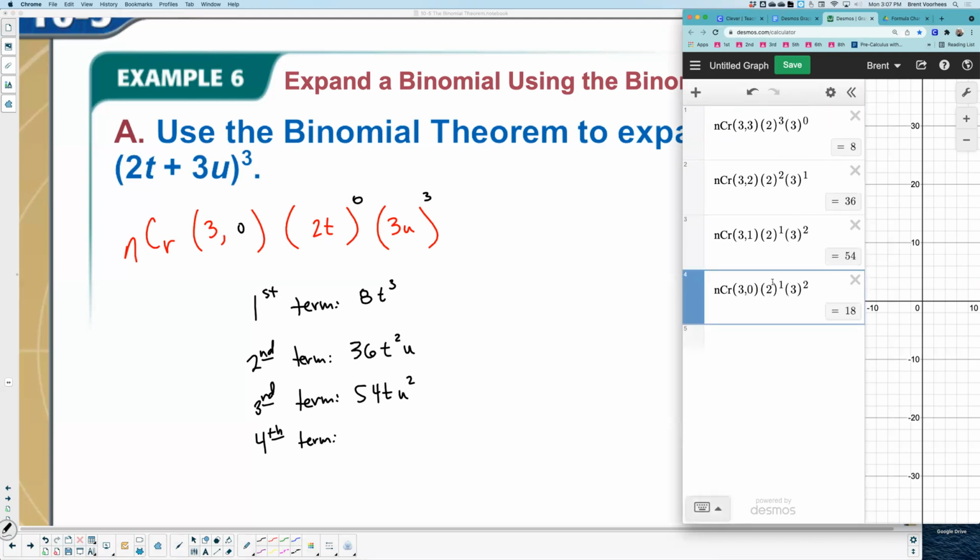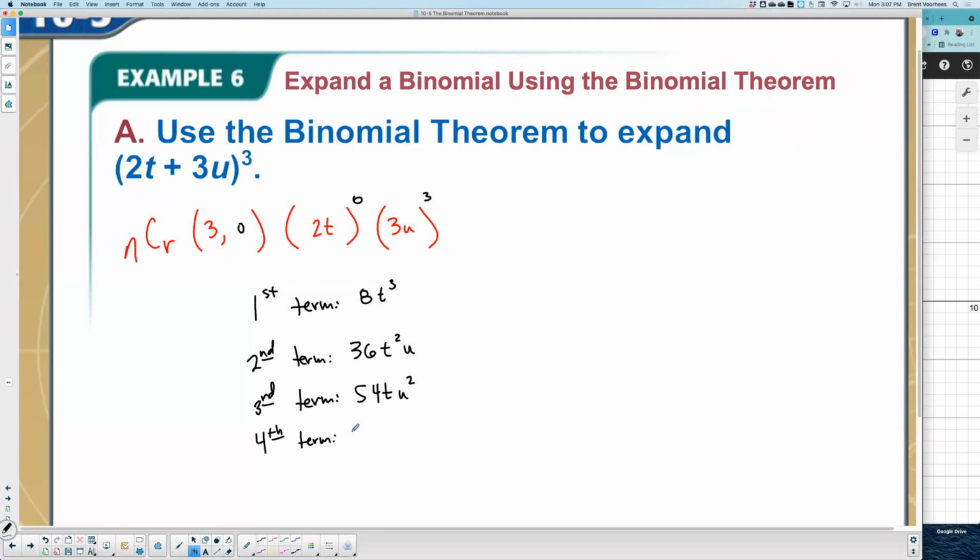I just like doing the losing there. Okay, so we put a 0 and a 3. And my number is 27. There would not be a t at all. It'd just be u cubed. So if you want to write that out, (2t plus 3u) to the third power would be equal to 8t cubed plus 36t squared u plus 54tu squared, and then finally plus 27u cubed.